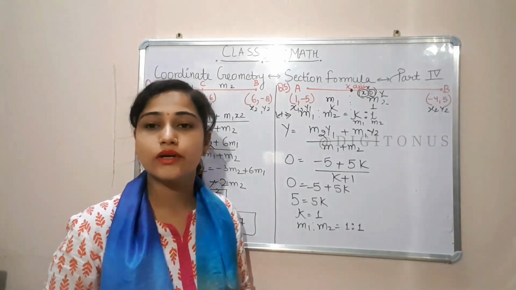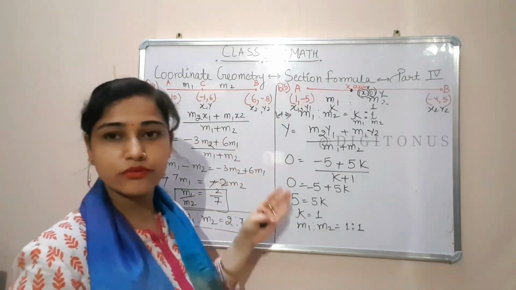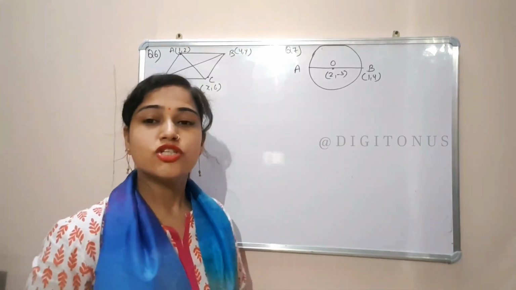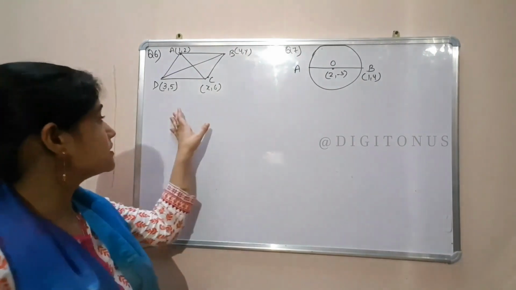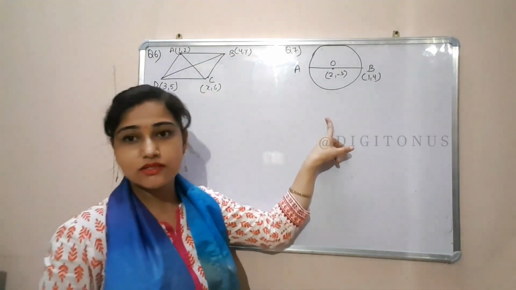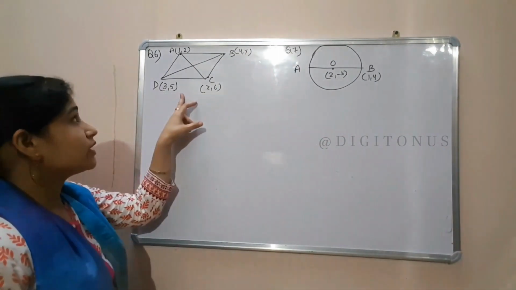So you do more of these types of questions from the additional book. Okay, so now let's start question number 6 and 7. Both the questions of this exercise are based on the midpoint formula. How? Read question number 6.